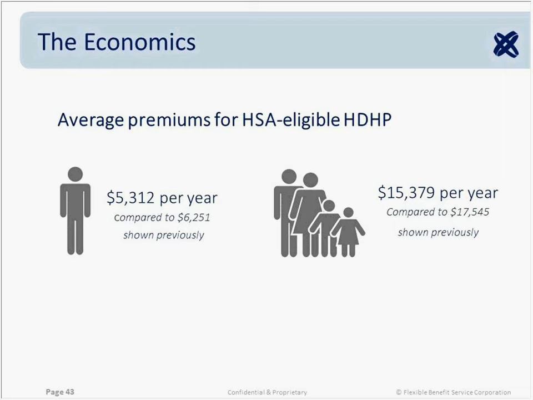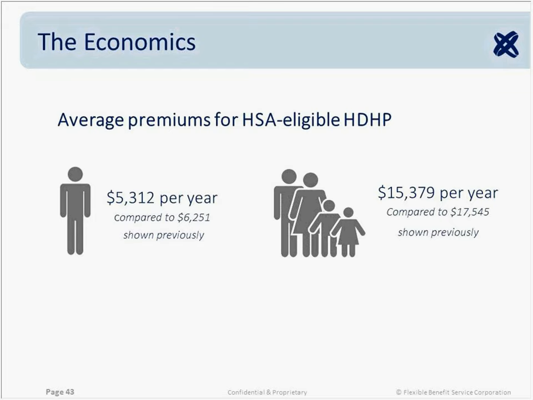But when I started off the presentation, I said the average health insurance premium for a single person is $6,251. Well, the average premium for a qualified high deductible health plan is $5,312, so almost $1,000 less. And when we take a look at the family plan, I started off the presentation telling you the average premium for a family health insurance plan is $17,545. Well, if it's a qualified high deductible health plan, the average premium is $15,379, or more than $2,000 less.